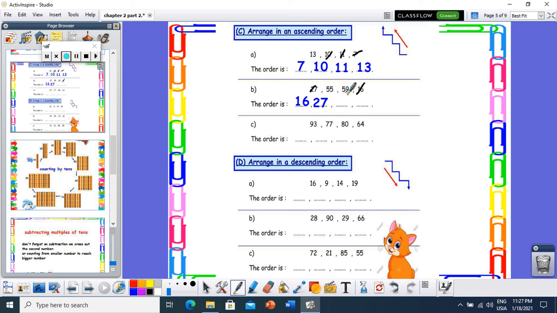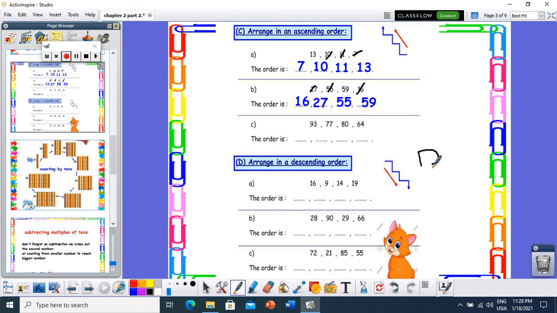55 and 59. Which number is the smaller? 55, because 5 is less than 9. So I will write 55, then I will cross it out, and finally I write 59. Now let's arrange these numbers in descending order.